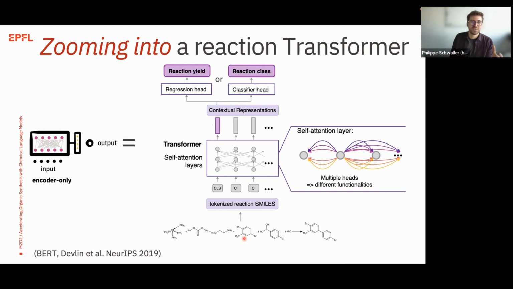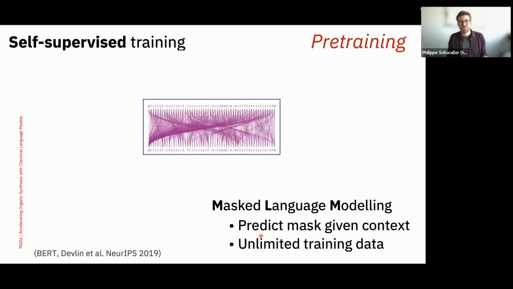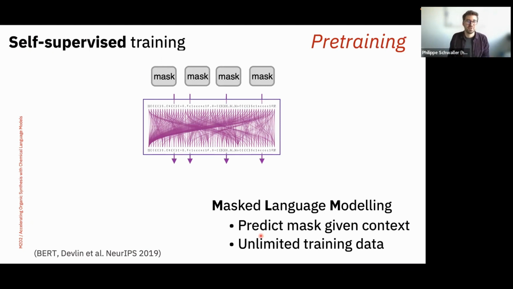Once we have this encoder trained, we can add a regression or classification head and tackle a downstream application. The training typically happens in two stages. The first stage that we often use is masked language modeling, which you all know. We hide or mask different input tokens and let the model predict the masked tokens. That way, we can generate quasi-unlimited training data, and I would argue that the model has to capture some chemical knowledge to be able to perform well on this task, because you cannot replace any atom with any other atom.